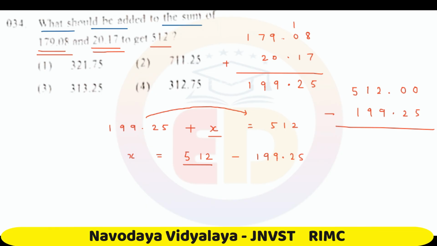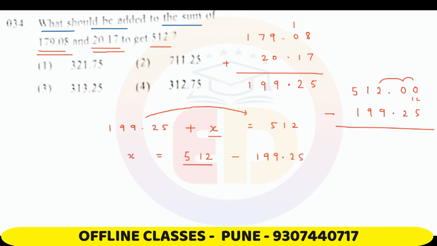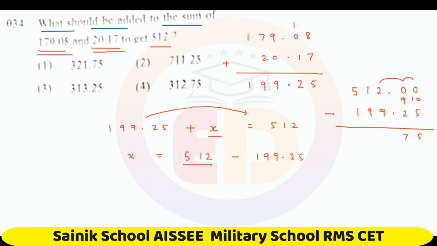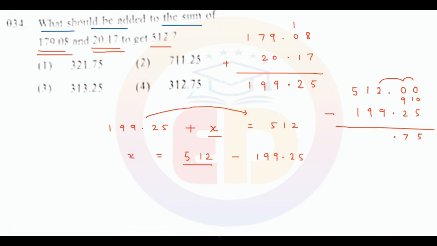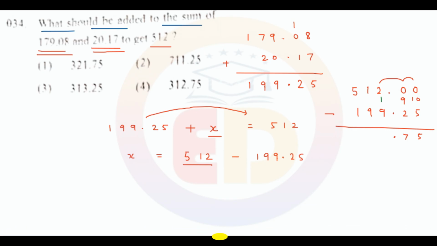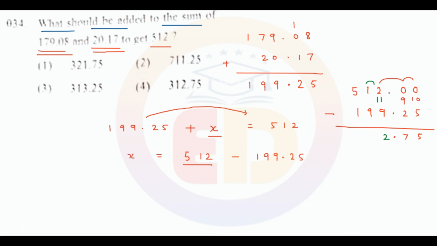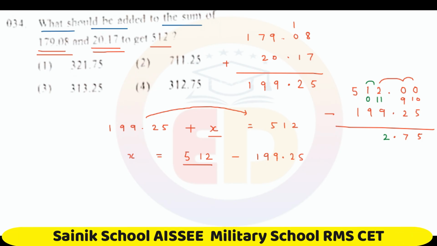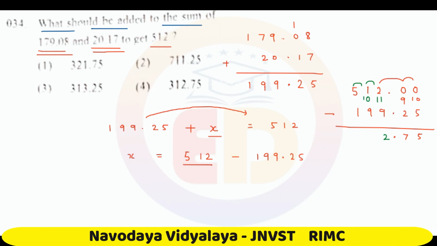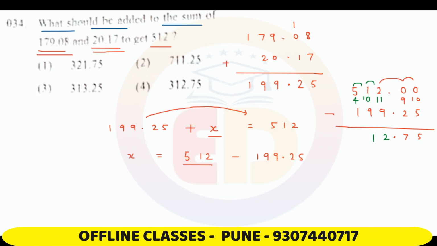This is 0, so I have to borrow. This will be 10. 10 minus 5 will be 5. This value will be 9. 9 minus 2 will be 7. This 2 is not 2 anymore. It is now 1. We cannot subtract 9 from 1, so we'll borrow 1. This will be 11 minus 9, 2. Here I have now 0. We cannot subtract 9 from 0, so I'll borrow 1. This will be 10. 10 minus 9 is 1. And now this will become 4. 4 minus 1 is 3.